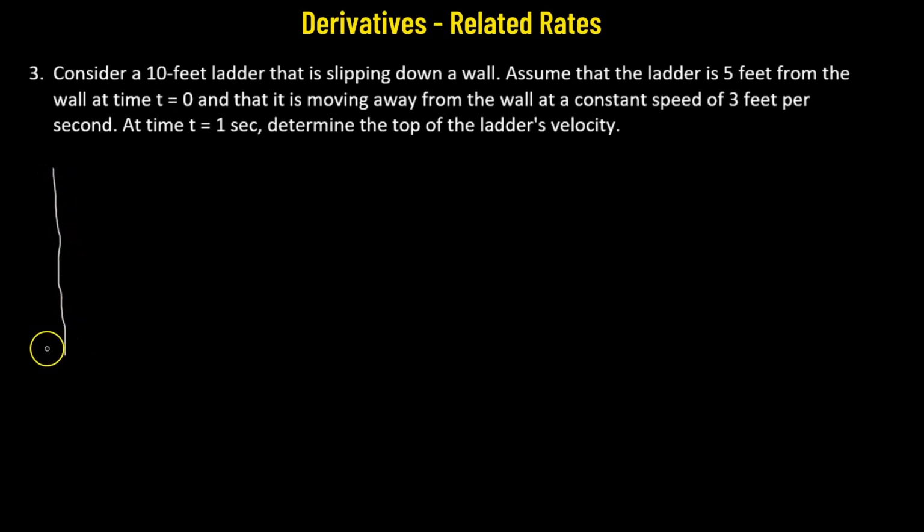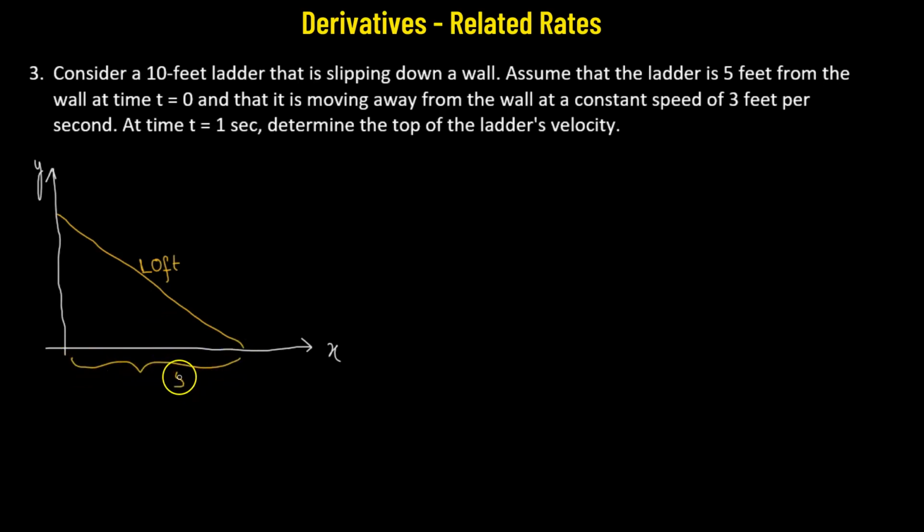So we have the wall, which is denoted by the y-axis, and we have the horizontal axis x. Let us consider a ladder which is 10 feet long. Here it is given that the ladder is 5 feet from the wall at time t equals 0. So this is 5 feet at t equals 0. However, since the ladder is slipping, the top of the ladder is going downwards while the bottom of the ladder is slipping in the horizontal direction.